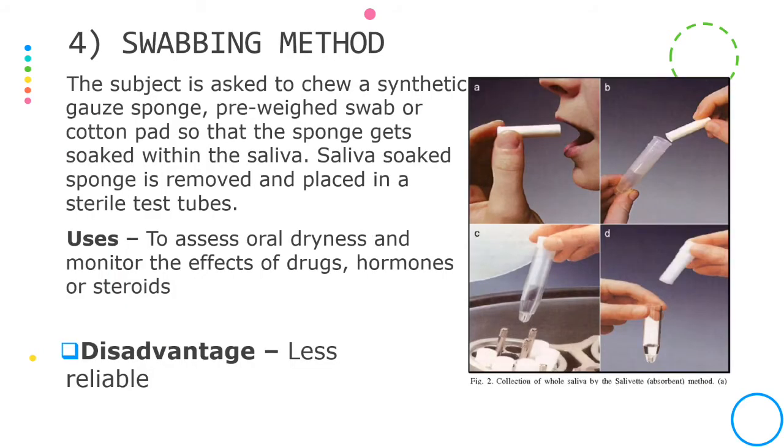Finally is the swabbing method. As you can see in the picture shown, the subject is asked to chew a synthetic gauze sponge, pre-weighed swab, or cotton pad so that the sponge gets soaked within the saliva. The saliva-soaked sponge is then removed and placed in a sterile test tube. The uses for this method include to assess oral dryness and monitor the effects of drugs, hormones, or steroids. The disadvantages, however, is that it is less reliable.